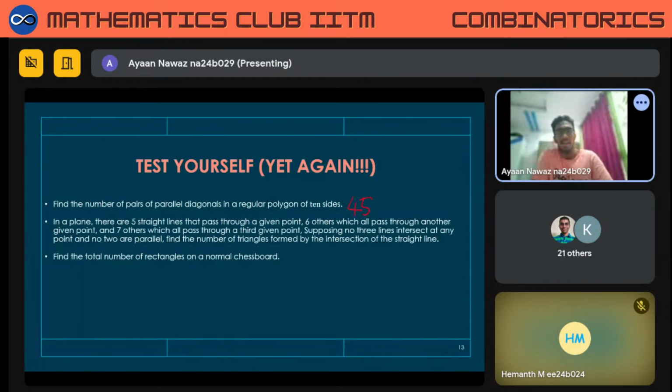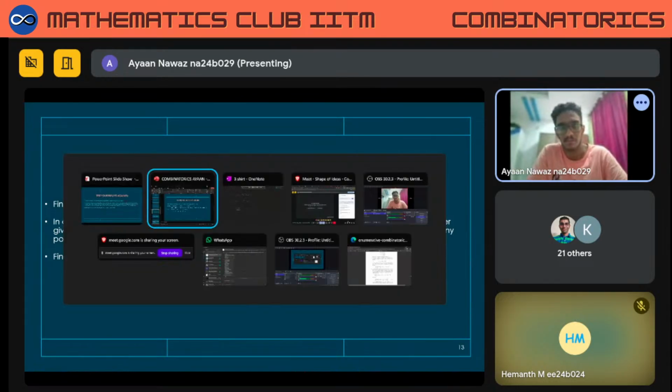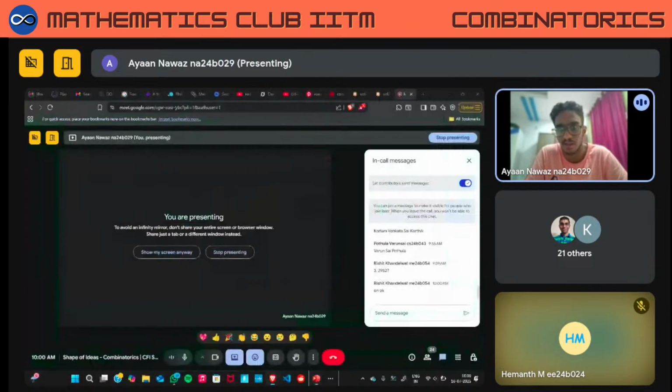The second question: in a plane, there are five straight lines that pass through a given point, six others which all pass through another given point, and seven others which all pass through a third given point. Suppose no three lines intersect at any point and no two are parallel. Find the number of triangles formed by the intersection of these straight lines. You can try solving this as well.